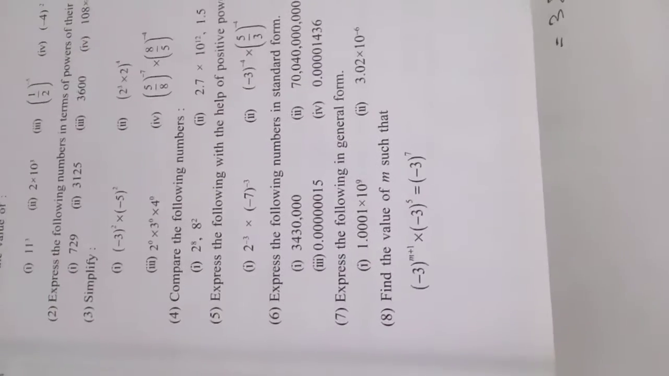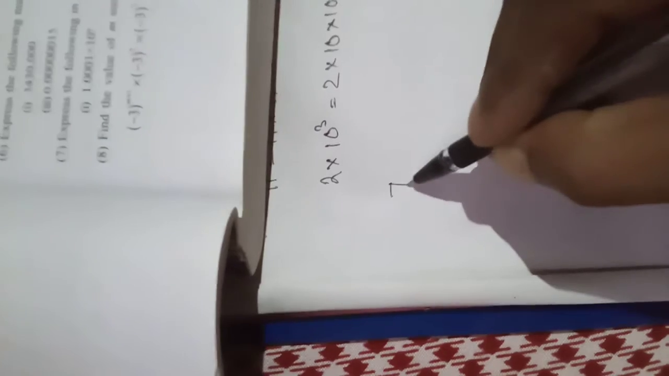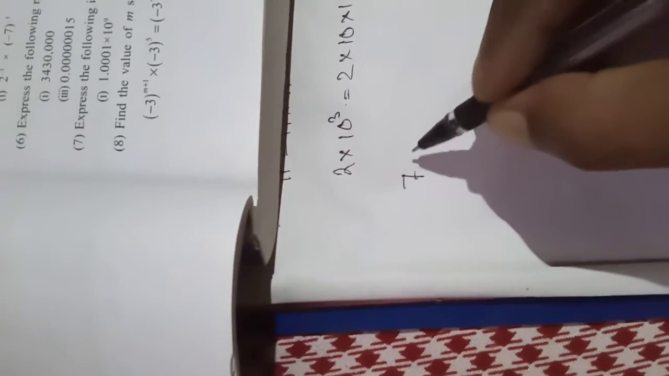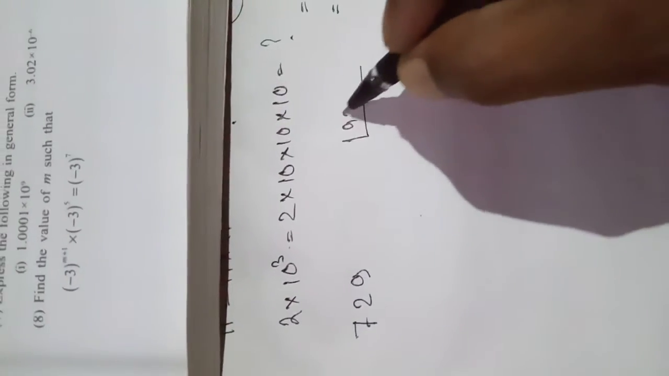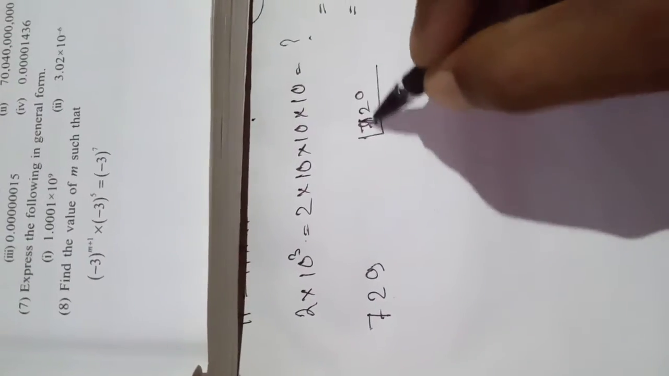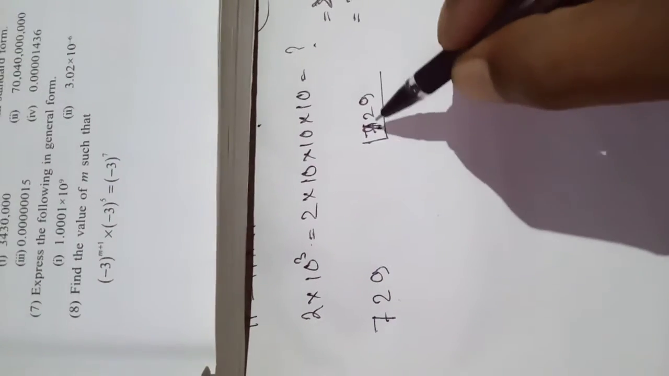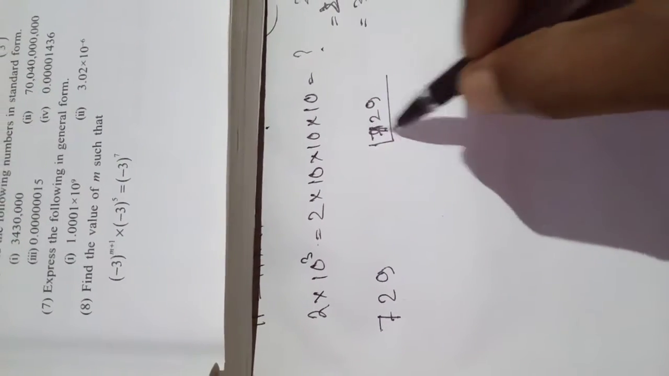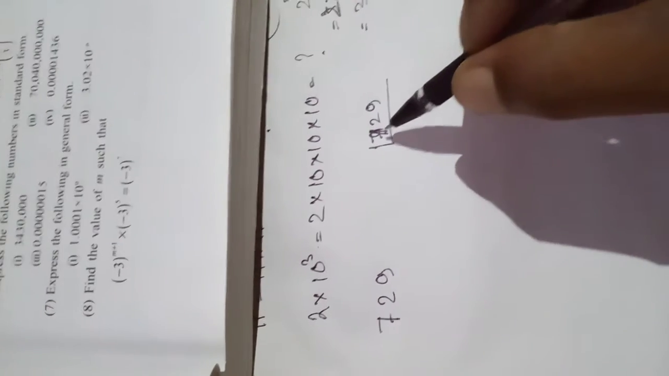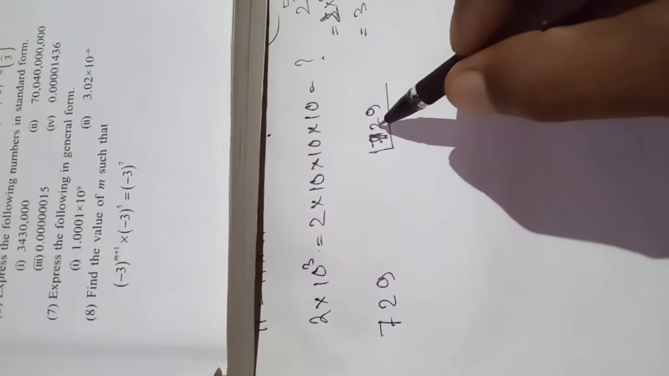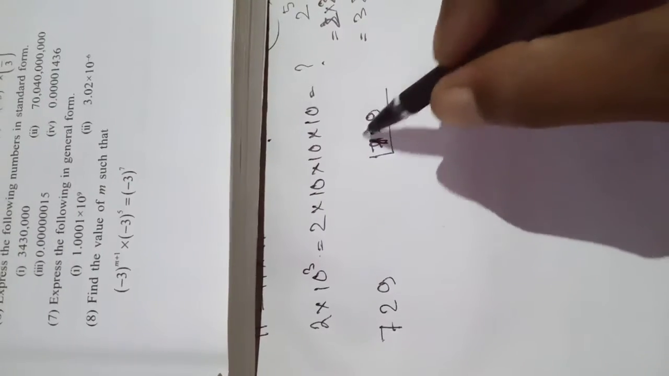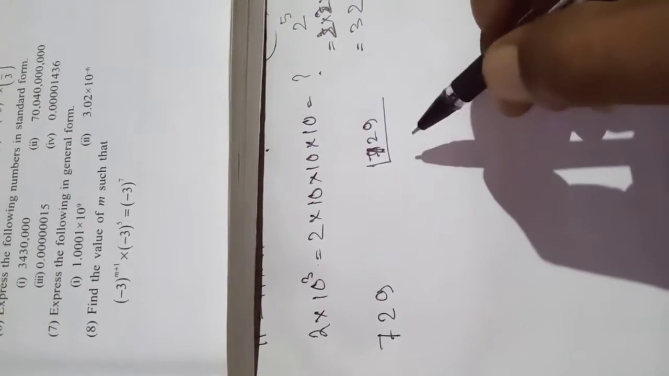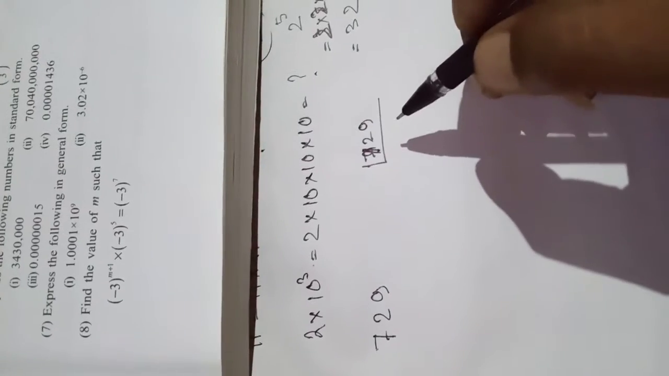Then see, express the following number in terms of power. First one is 729. First you have to factorize like this way. 729, and this is not divisible by 2. Then you have to see, is it divisible by 3? Yes, it is divisible by 3, because 7 plus 2 is equal to 9. 9 is divisible by 3, and this 9 is also divisible by 3. That means the whole number will be divisible by 3.